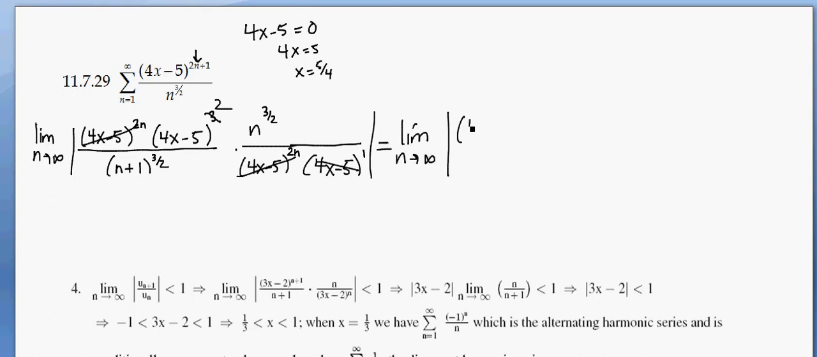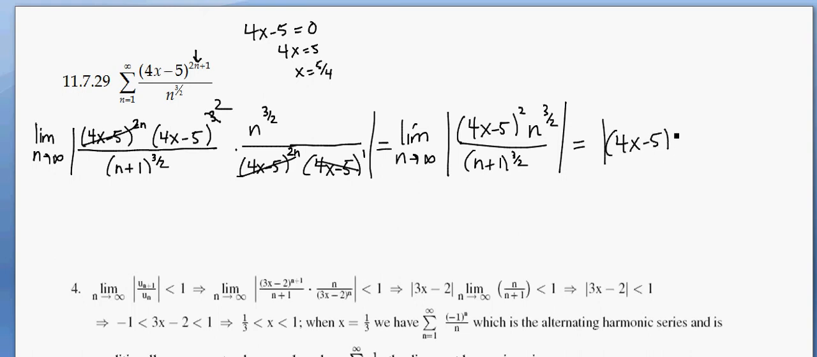We have (4x minus 5) squared times n to the 3/2 all over n plus 1 to the 3/2. Now, these aren't polynomials, but the degree of the numerator still is to the 3/2 power, and the denominator is still behaving as something to the 3/2 power. So these are both the same degree, and so the limit as n goes to infinity is just going to be the leading coefficient of the numerator over the leading coefficient of the denominator. So we get just (4x minus 5) squared.